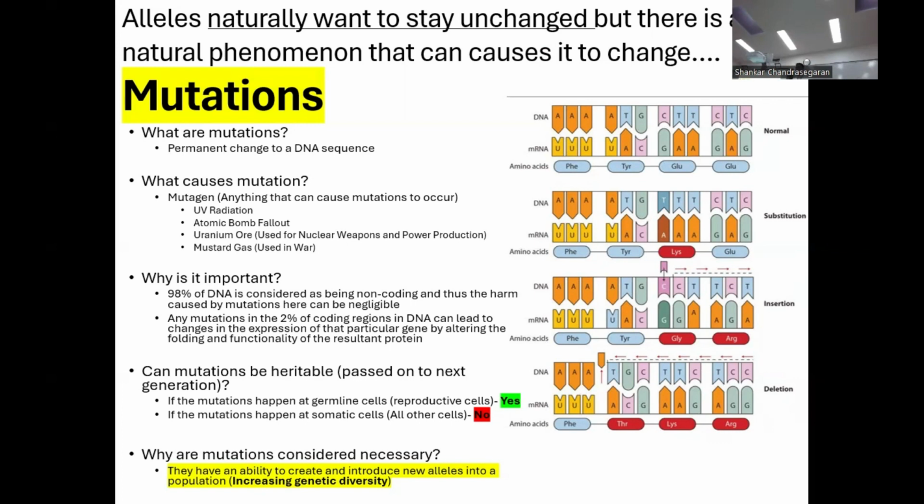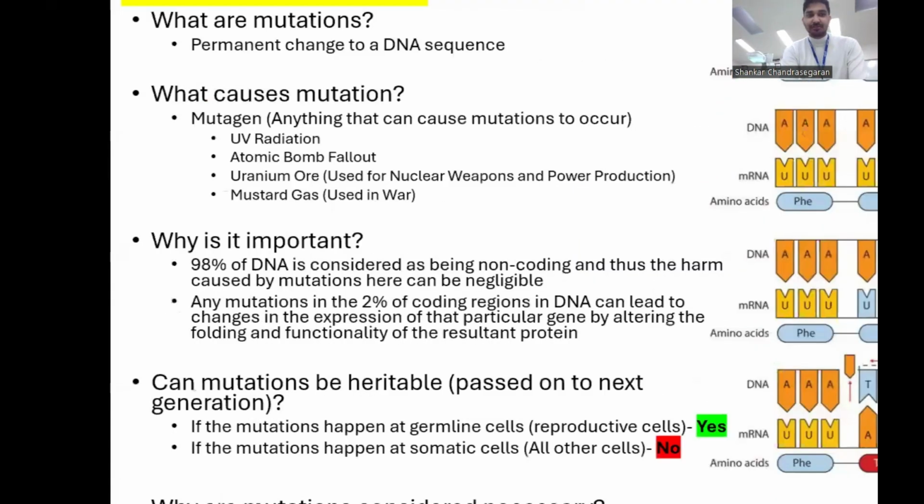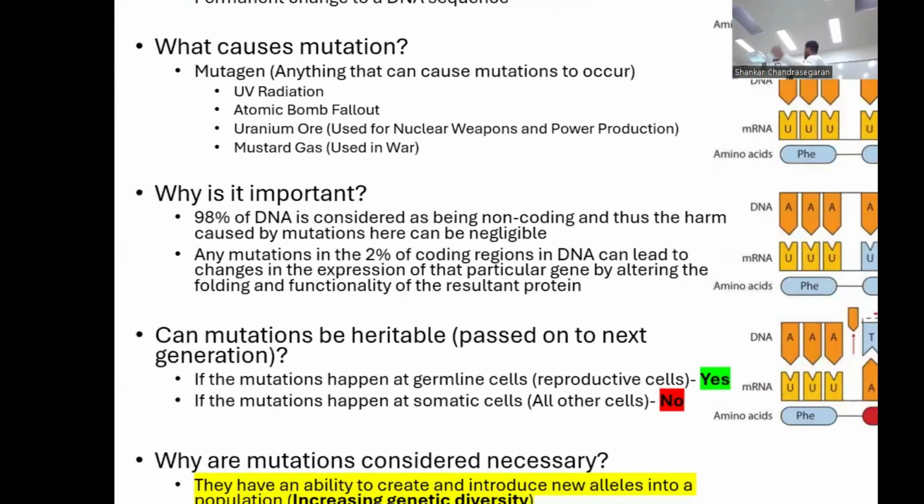So mutagens, we refer to that as the cause of a mutation, and there can be a lot of mutagens. Basically, anything that can cause a mutation is referred to as a mutagen, where stuff like UV radiation, atomic bombs, uranium ore, mustard gas. There are so many mutagens that exist in the world, and even something like cigarettes can be considered as a mutagen because they do cause rapid mutation. They do cause mutations within your DNA, so they are considered as mutagens. That's basically anything that can cause a mutation to occur inside your body.